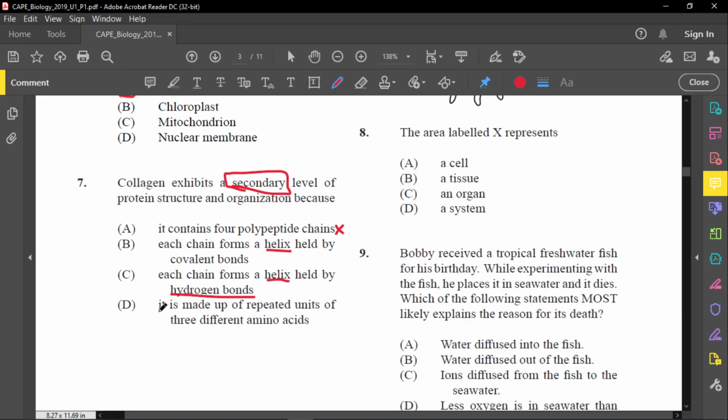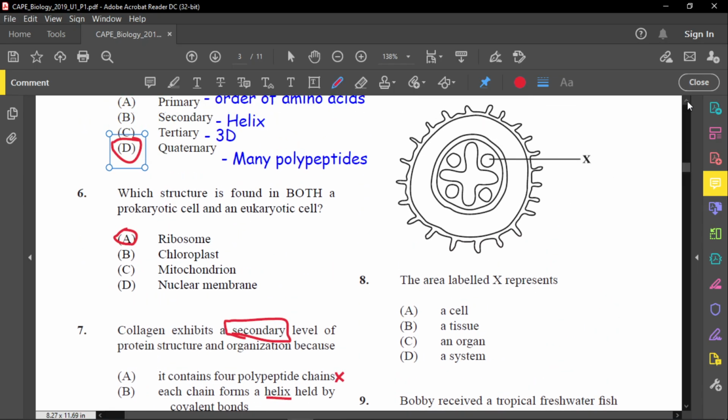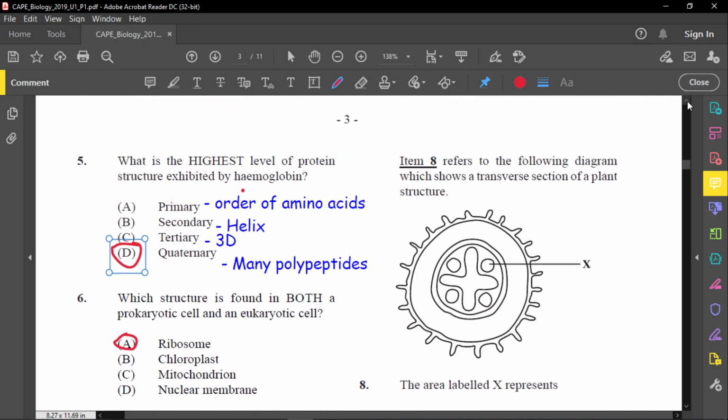All right, and let's look at D. It's made up of repeated units of 3 different amino acids, and this is not true. All right, so this is referring to the primary structure, to talk about the order in which the amino acids will fall, refers to the primary structure. So definitely option C is our correct answer here. Now for question number 8, let's go to, yep. All right, here it starts.